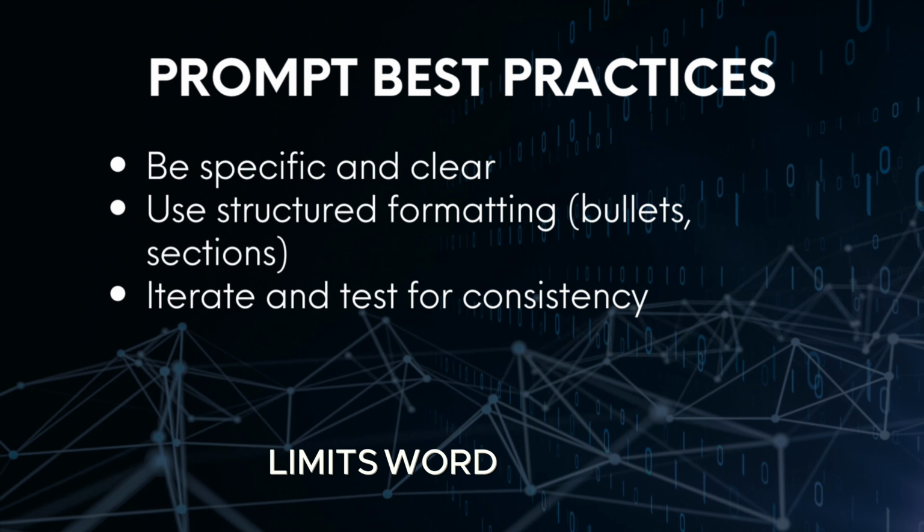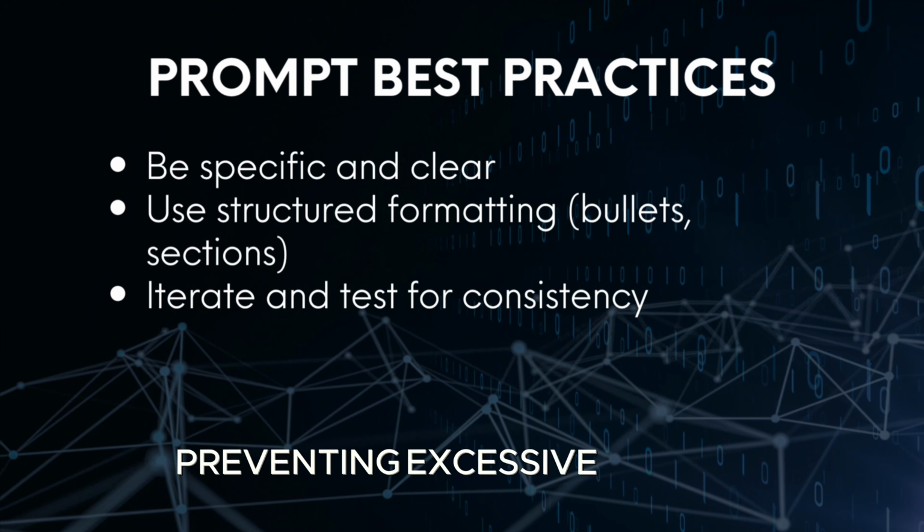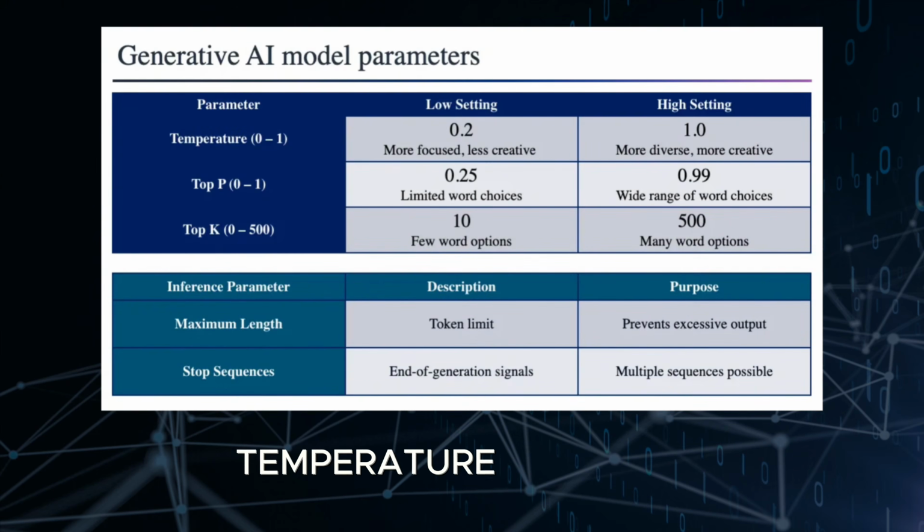Top P limits word choices based on cumulative probability, while top K restricts the selection to a fixed number of most likely words. And then maximum length sets an upper limit on the number of tokens generated, preventing excessive output. So for example, temperature would be from 0 to 1, 0 being more focused and less creative, and 1 being more diverse and more creative.